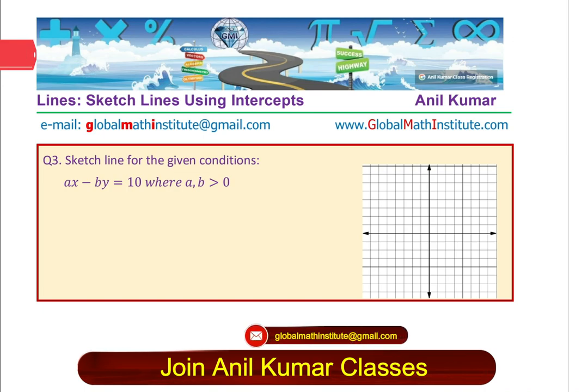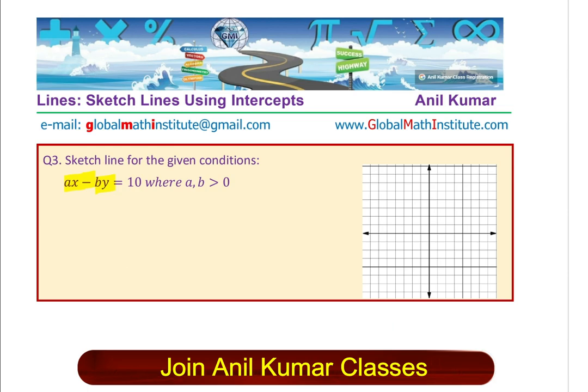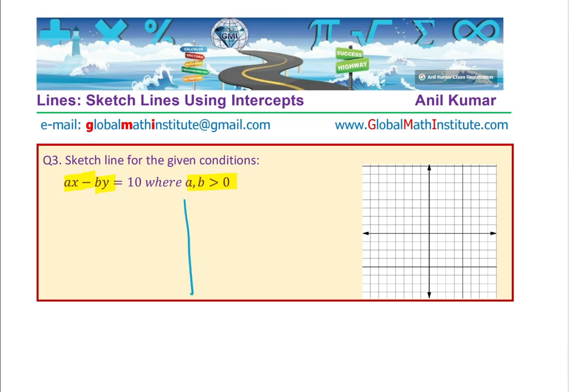Now here's the third question with a variation, and this is the third variation. See, this time we have ax, a is not known, minus by, b is not known, equals to 10, and we are saying both a and b are positive. Okay, now let's figure out x and y intercept and sketch the graph. Perfect. Can you do it? Pause the video and do it.